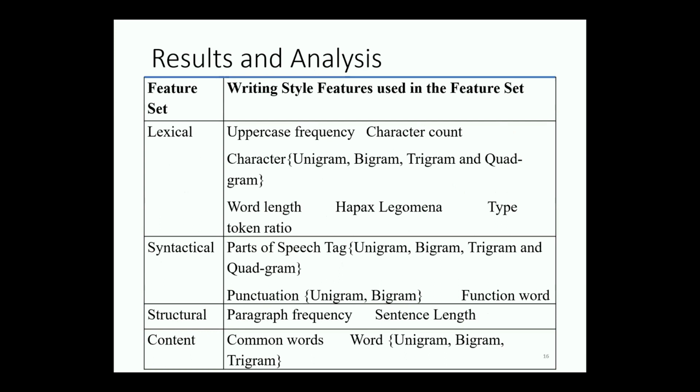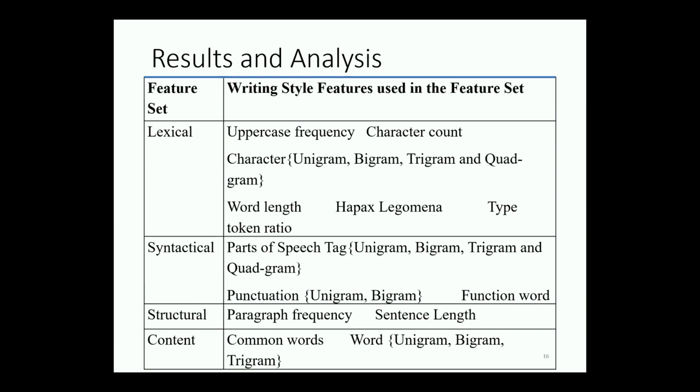So these are the writing style feature categories that we used. For lexical, we looked at uppercase frequency and character count, and then the character feature sets, which are unigrams, bigrams, trigrams, and quadgrams, and then word length, hapax, and type-token ratio. For syntactic ones, we used part-of-speech tag unigram, bigram, trigram, and quadgram, and then punctuation unigram and bigram, and function words. For structural features, we used paragraph frequency and sentence length, and for content, we used common words in terms of words, unigrams, bigrams, and trigrams.